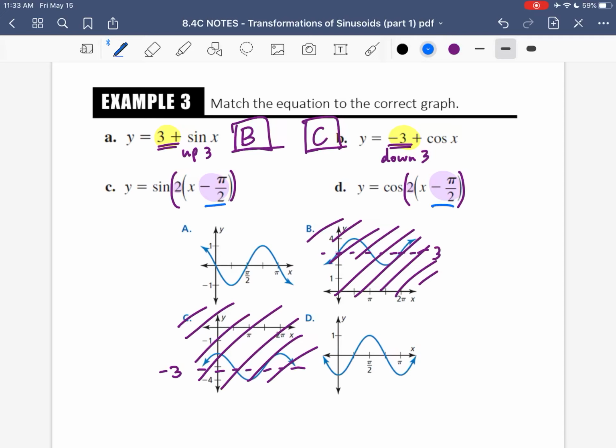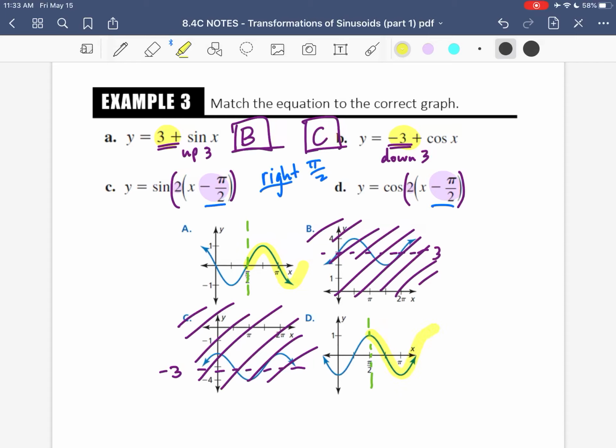So for these next ones, we need to look at this horizontal shift. Both of these are being shifted in the same way. We have that minus pi halves. Minus pi halves is a right shift of pi halves. So I'm going to look over at pi halves on both of the graphs that are left here, and think of that as the starting point. Then I'm going to look at what the curves do. So this one at pi halves starts in the middle, goes up and back down. That looks like a sine curve to me.